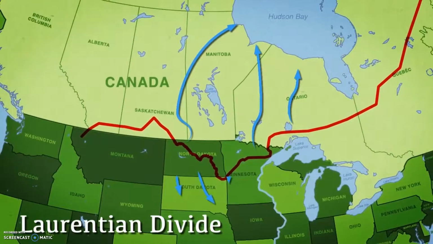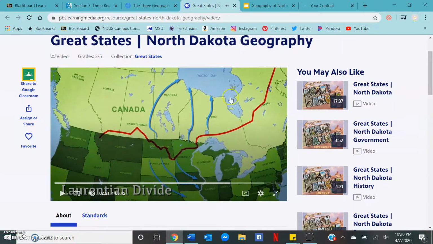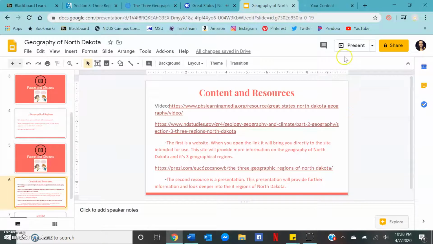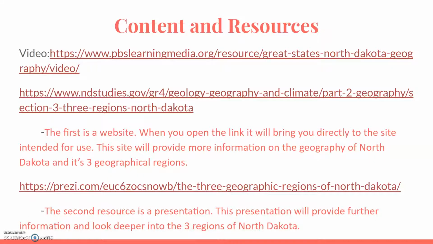Okay, so we are going to stop the video there. And if you wanted to watch that video on your own or finish it, I gave you the link here. And I also gave you 2 other resources. These resources will just help you learn more about North Dakota and the 3 geographical regions. The first one I provided you is a website, and when you open up the link, it will bring you right to what I want you to see.